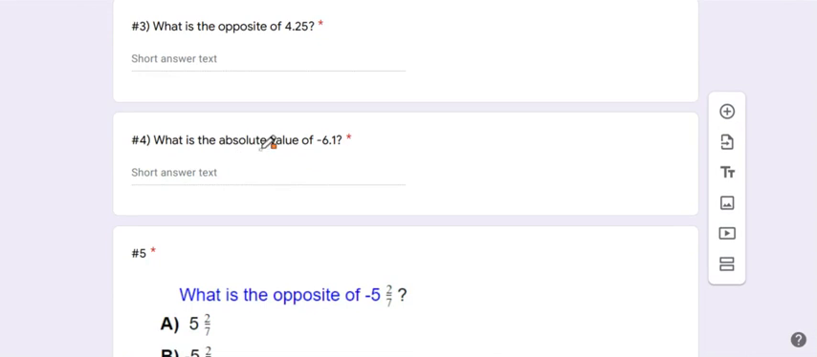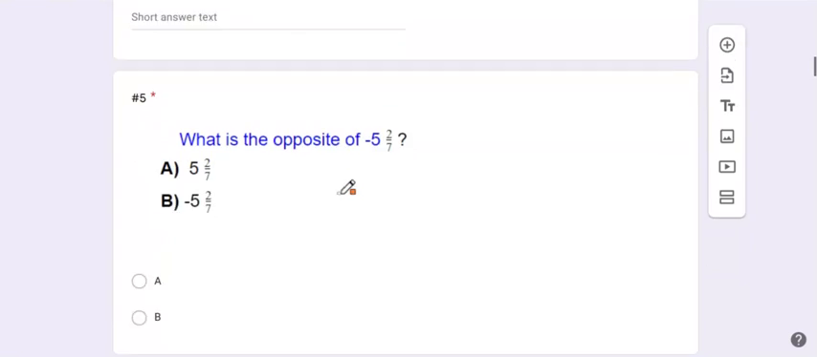Now remember, absolute value is a number's distance from 0, and absolute value is always non-negative. So how far is negative 6.1 away from 0? Well, it is 6.1 away from 0. Number 5, asks you about the opposite.